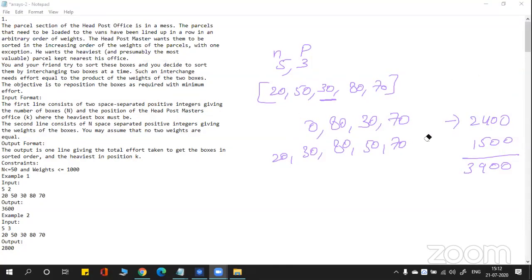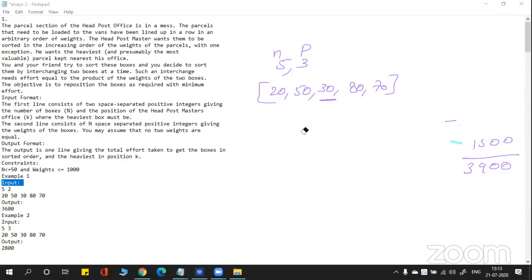So first we'll try the direct method. I can tell this is a direct method: directly change the maximum value with the position number and then check. Actually here we should do two processes. So this is one way, but here I am getting my output as 3900, so we'll see how we will get our effort as 2800.